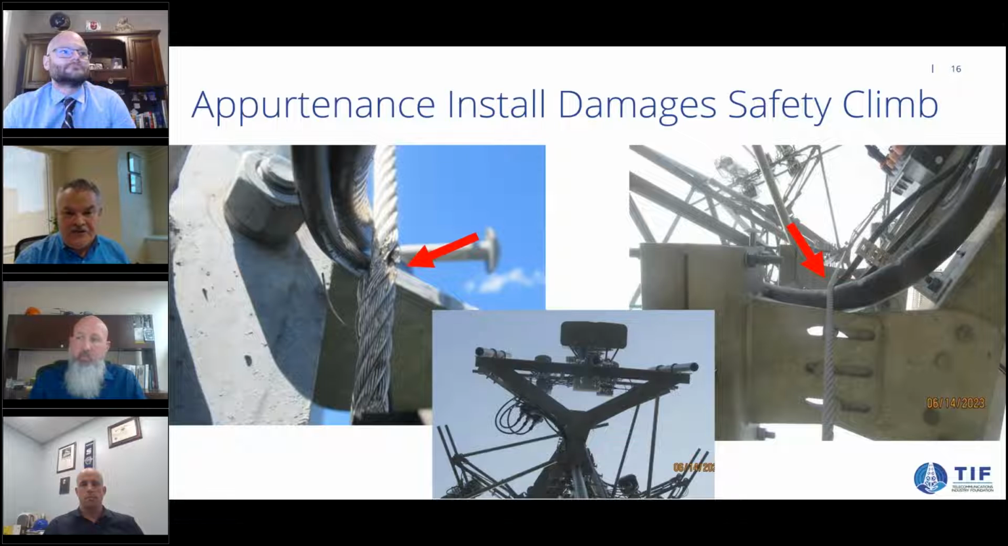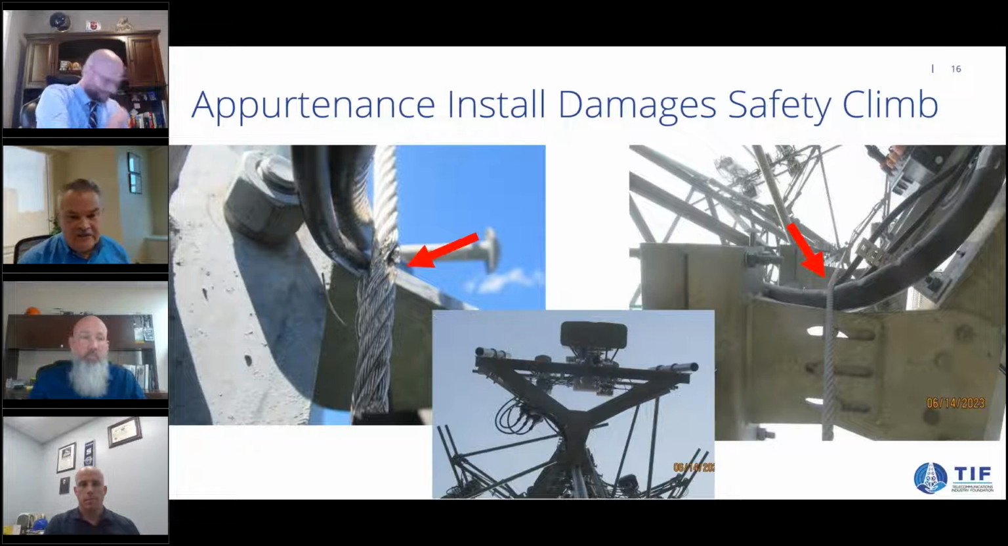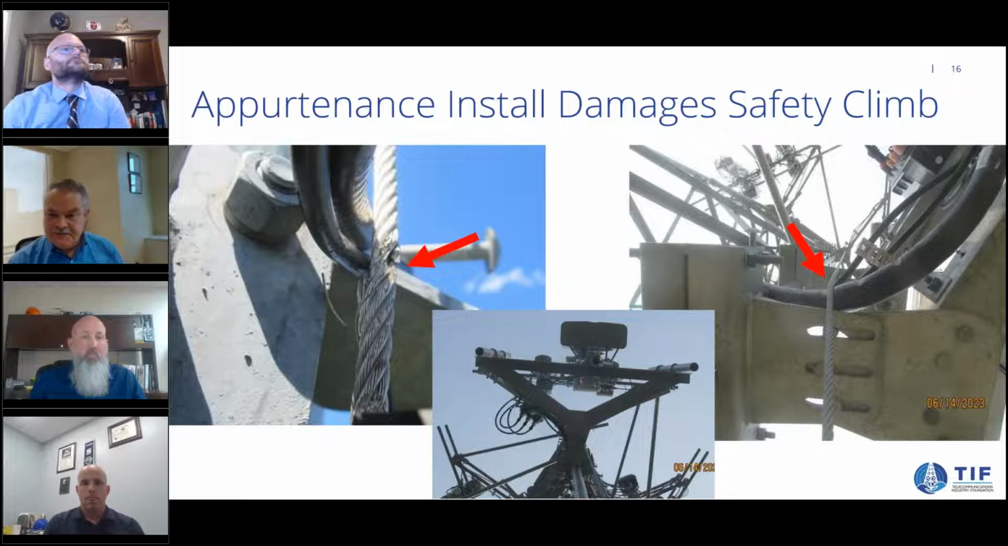So moving on, John, we have some cases where an improper install damages the safety climb cable. Can you speak to what we're seeing here in these photographs? Sure. It kind of goes without saying, the photos say it all, right? Extremely dangerous conditions here. Rubbing against the steel in that first one on the left, and in the one on the right, the steel and the coax are getting it, you can see.